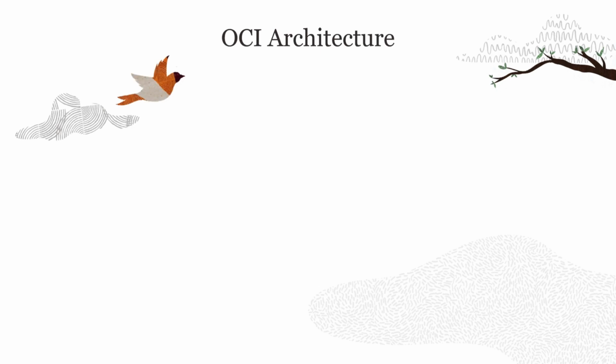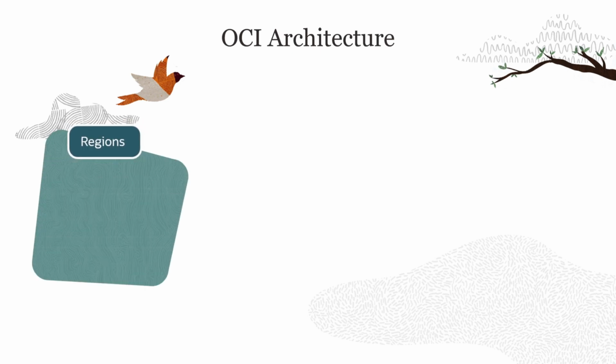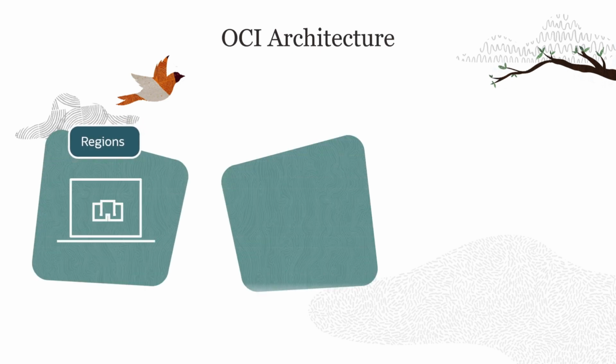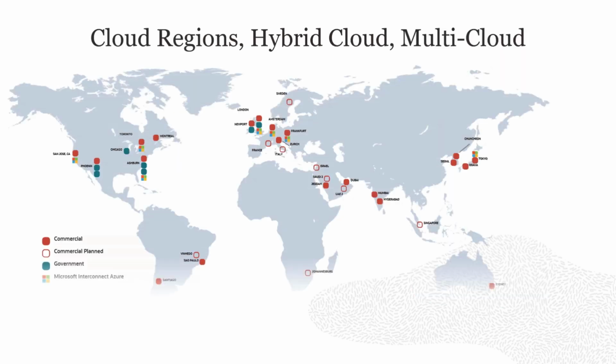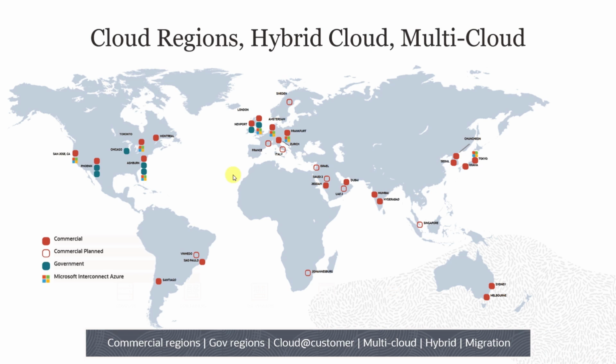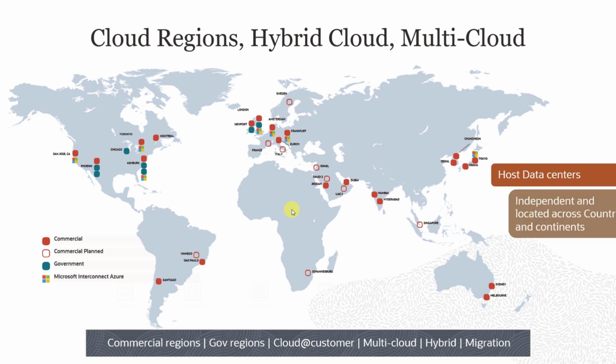Before delving into the supported labels, let's revisit some fundamental concepts in OCI architecture. We will cover regions, availability domains, and fault domains. Let's talk about regions. A region is simply a physical location in the world where OCI hosts data centers. Regions are independent and can be located across countries or continents. In a nutshell, a region is a localized geographic area.